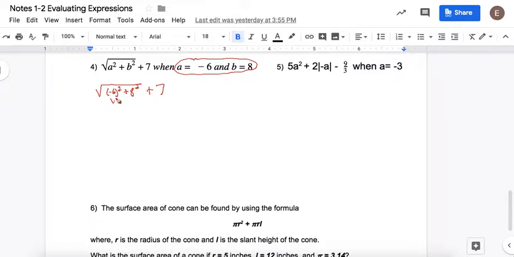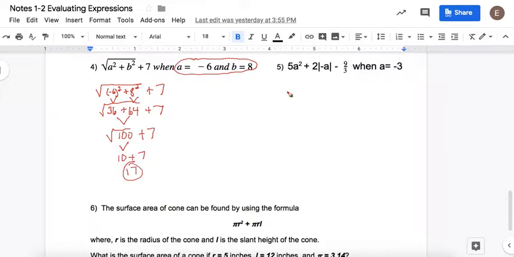Okay, I can do both of these at the same time. So negative 6 squared, remember, is negative 6 times negative 6, which is 36, plus 8 squared, which is 64. Put the square root symbol back over the top, plus 7. 36 plus 64 is 100, plus 7. And the square root of 100 is 10, plus 7, and 10 plus 7 is 17.